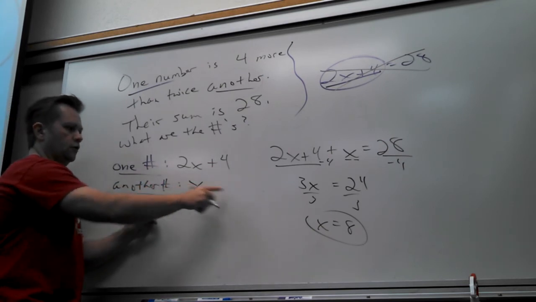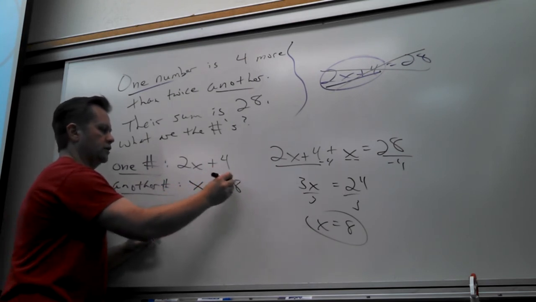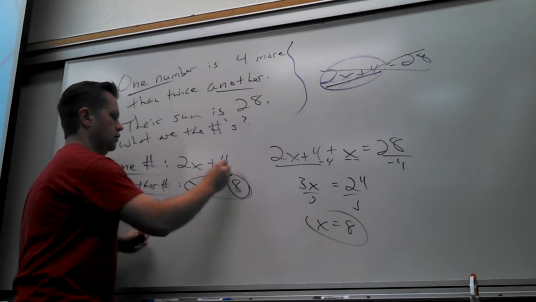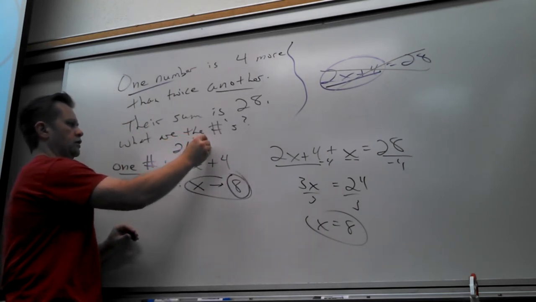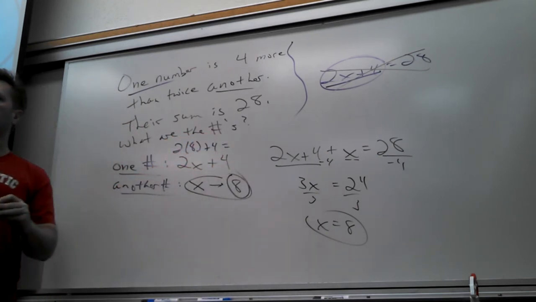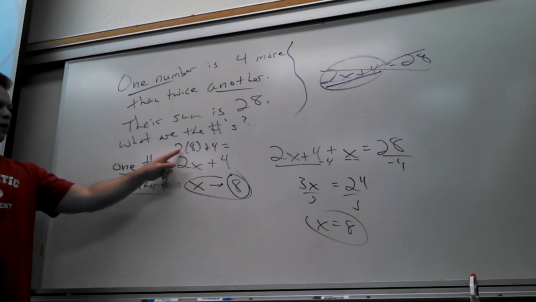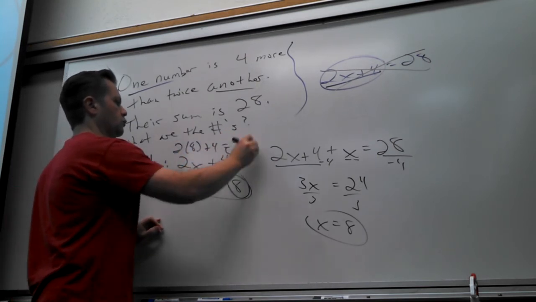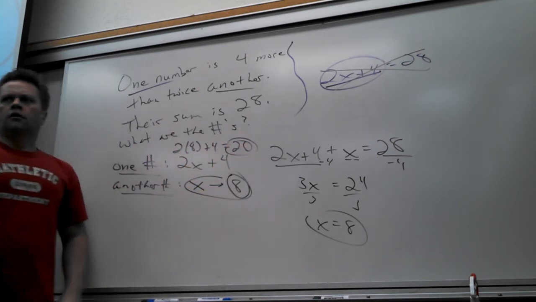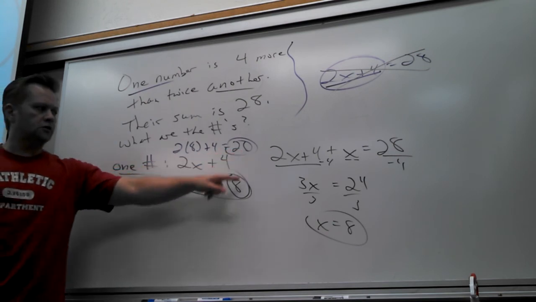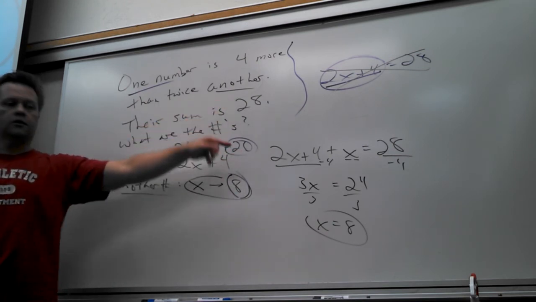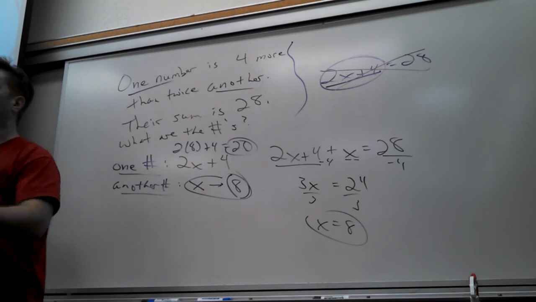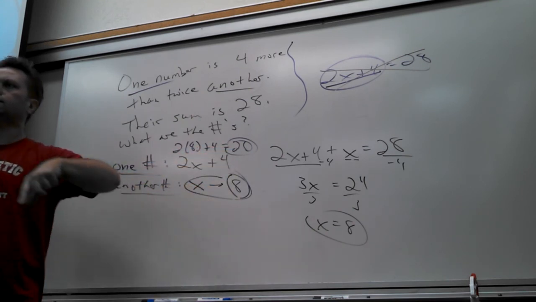Good, so X is 8. So that number is 8. So what number is this? 16. Yes, well, twice 8 plus 4. That's what that number is, right? X is 8. So twice 8 is? 16. Plus 4? 20. How do you check your work? Plug it in. Watch. What are the two numbers supposed to do? 20 plus 8 is? There you go. It's really easy to solve word problems as long as you've got all the parts identified for yourself.